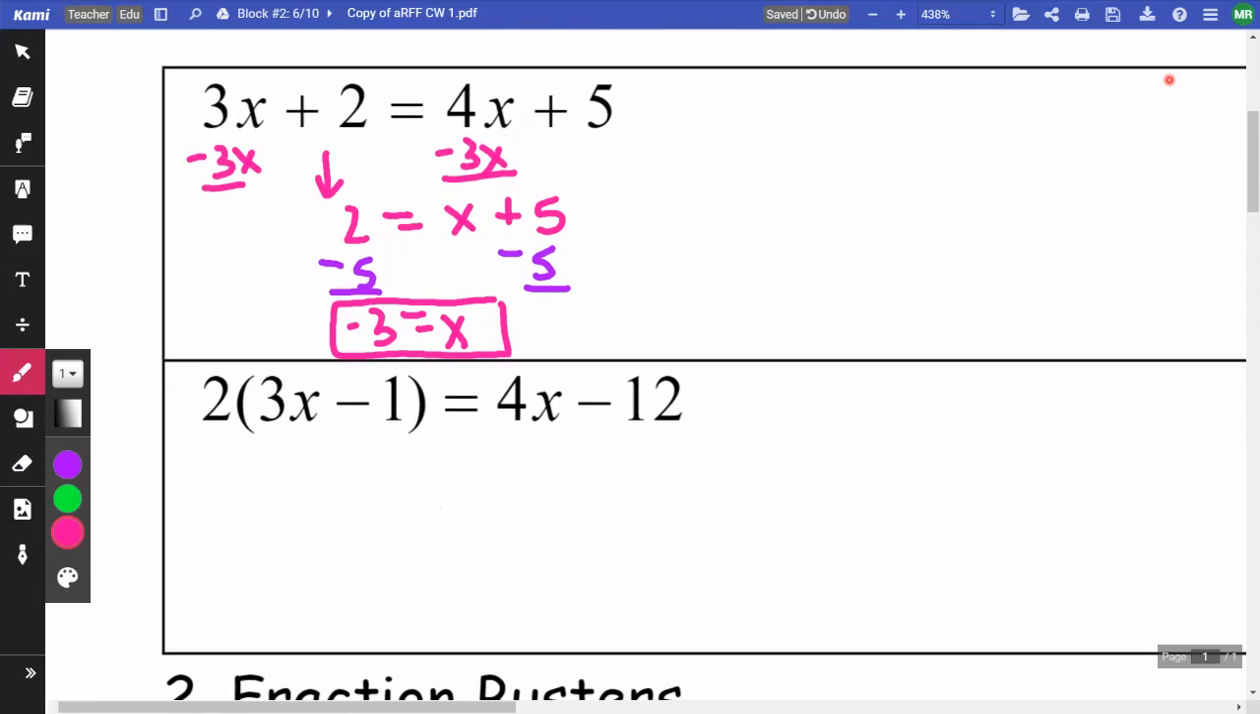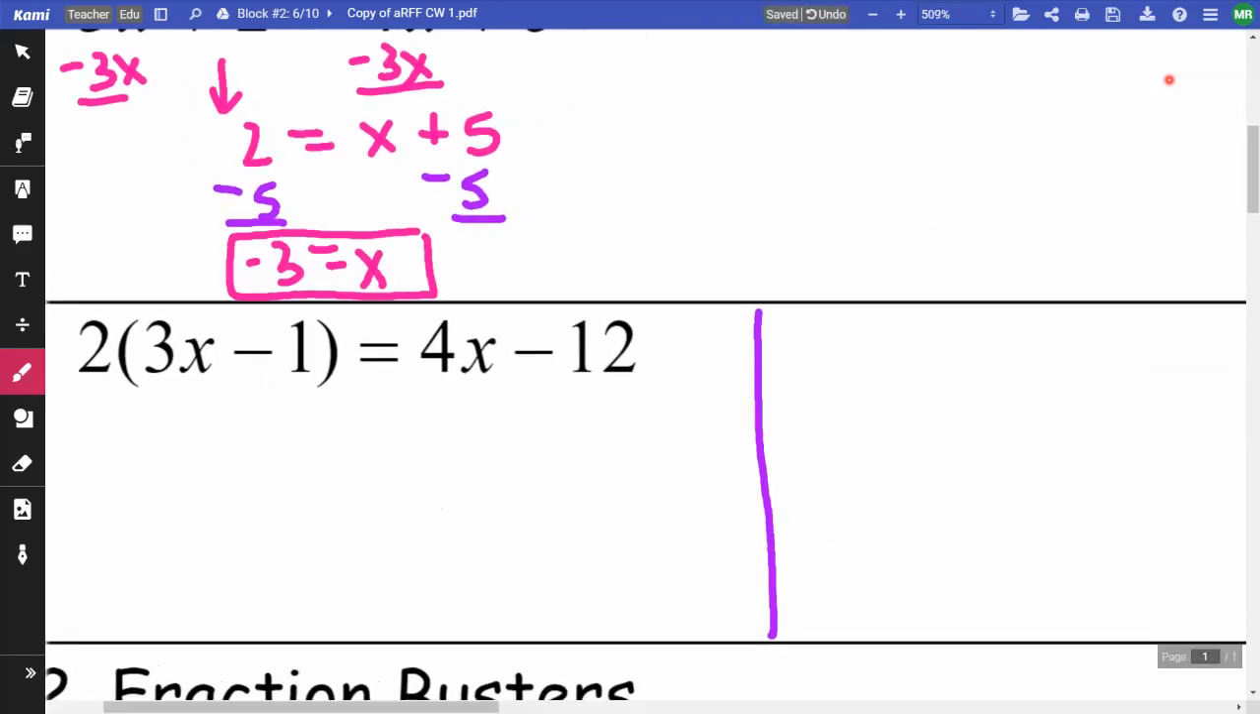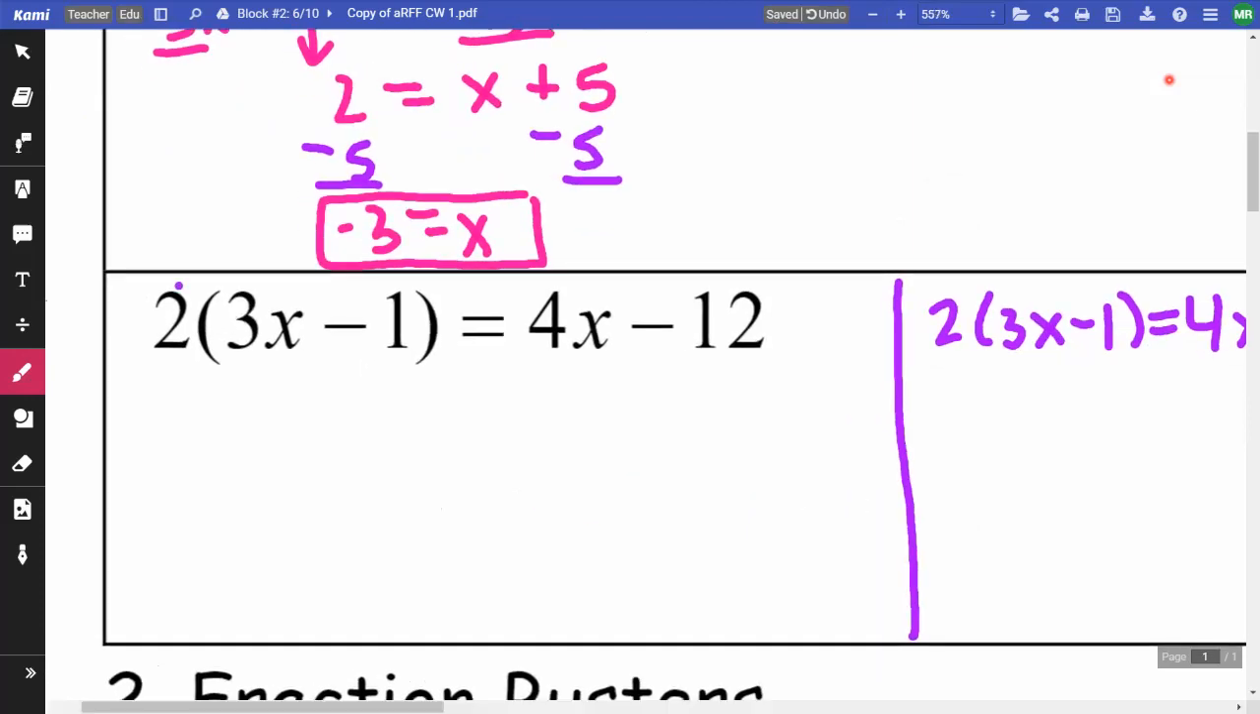I'm going to do the one right below it. So this one here, there's two ways you can go about doing this problem. You could distribute. I'm going to do it two ways. Let me just rewrite the problem here. I don't care which way you do it, whichever way you prefer. So probably the way most of us are going to do it is to distribute our 2 to both of these and get a 6x minus 2 equals 4x minus 12.